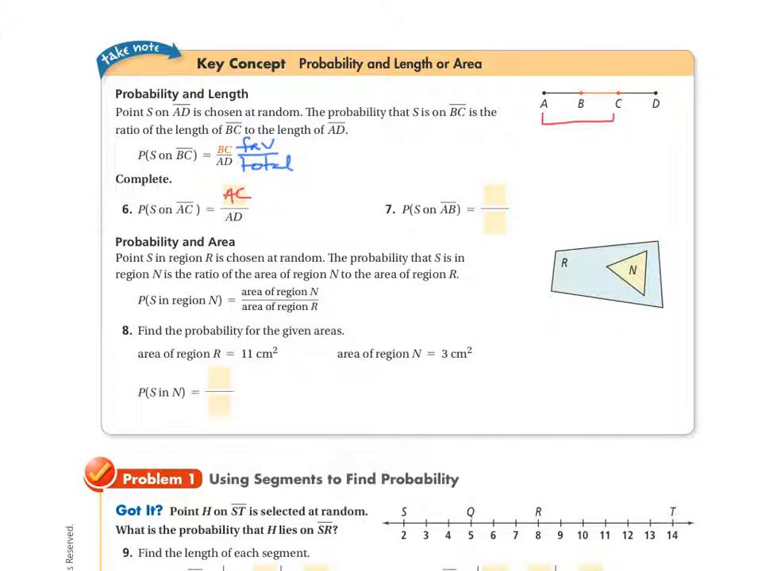So you write number 7. The probability that point S is on line segment AB. What's in the numerator? AB. What's in the denominator? AD.